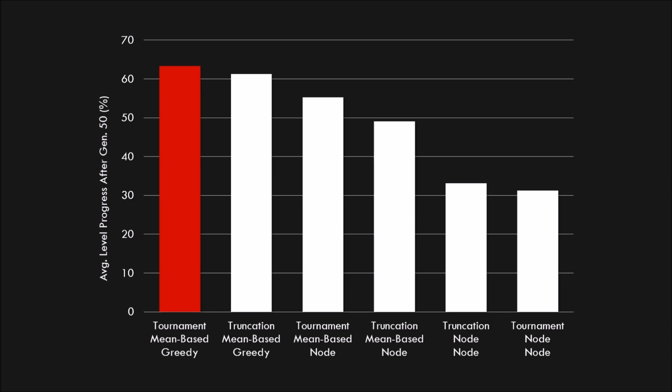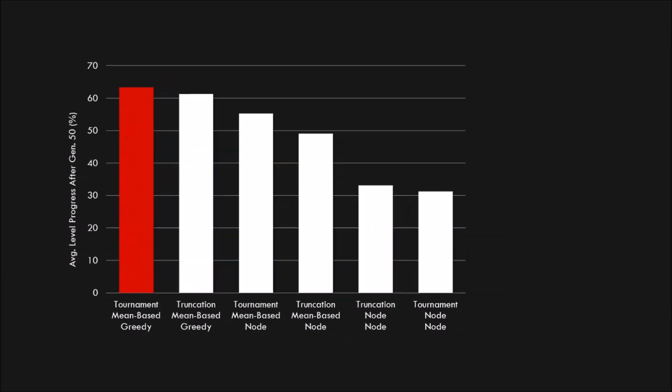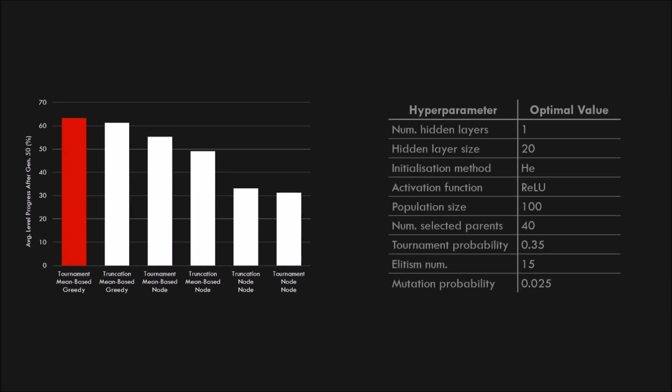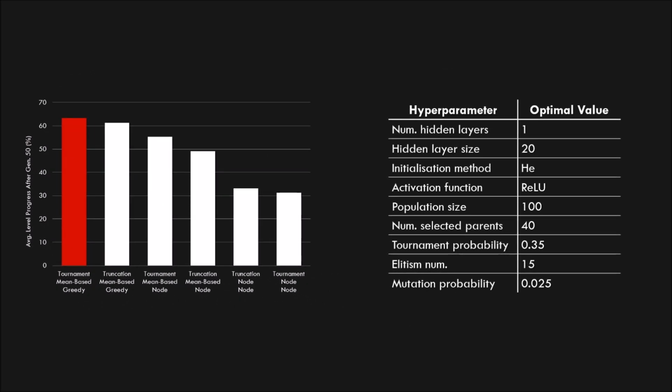Then, the second run of the experiment was used to determine the best values for the other hyperparameters associated with this combination of algorithms, with the determined optimal set of values shown in this table. This set of hyperparameter values performed the best, reaching an average level completion of 68% after 50 generations.